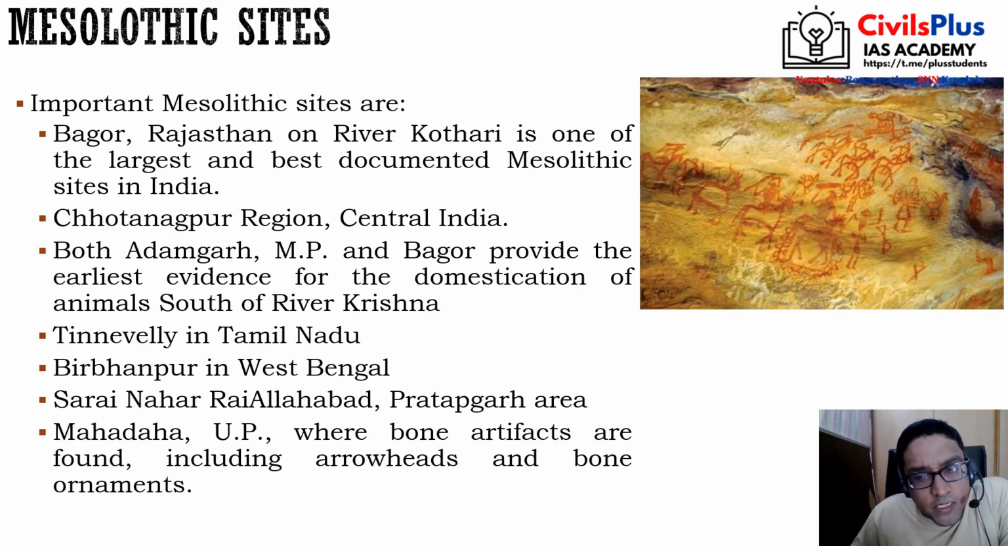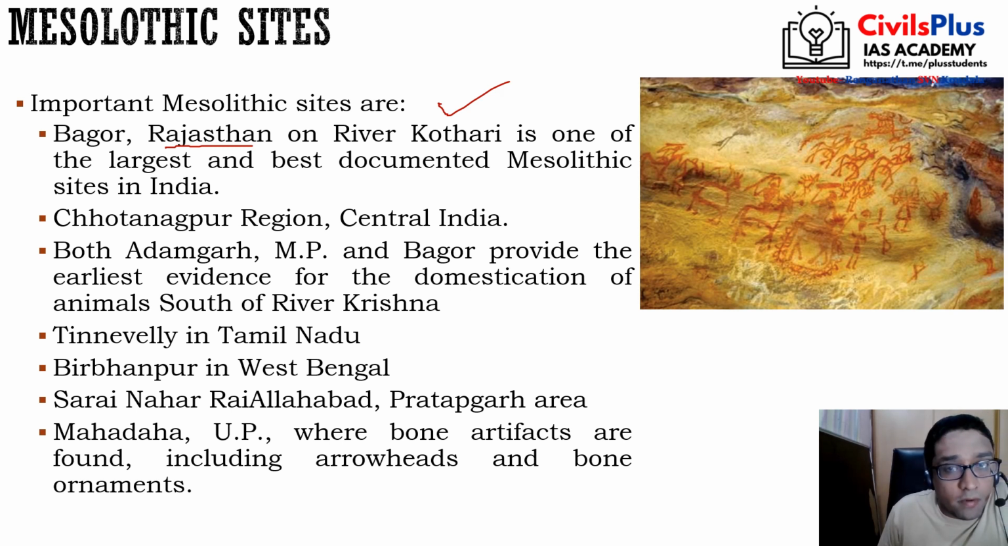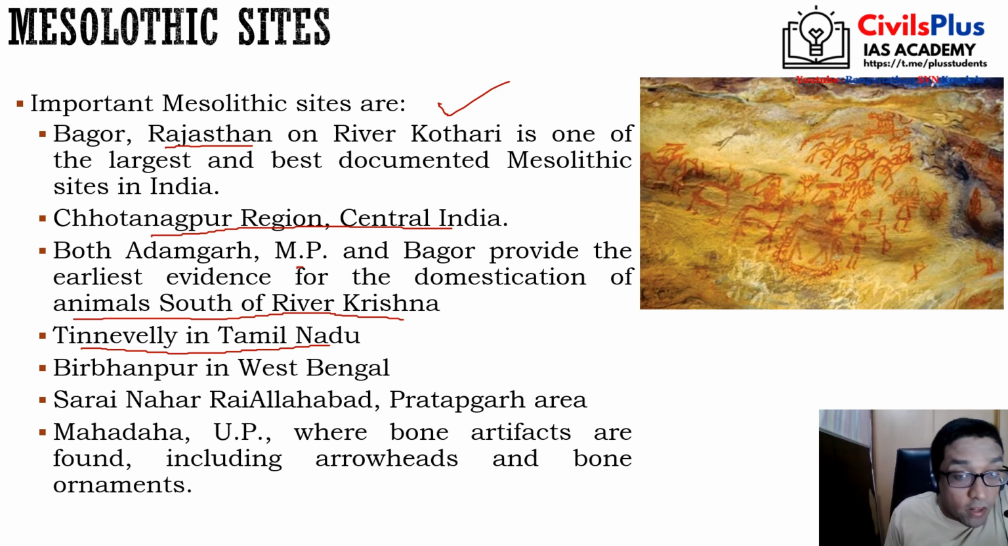Some of the important Mesolithic sites, as mentioned in your NCERT, are Bagor region in Rajasthan on the Kothari River, the largest and most documented Mesolithic site. Chota Nagpur Plateau, Central India. Adamgarh, Madhya Pradesh, and Bagor provide the earliest evidence of domestication of animals. South of River Krishna, Tirunelveli in Tamil Nadu. Birbhanpur, West Bengal. Sarai Nahar Rai, Allahabad, Pratapgarh area. Mahadaha, UP, where bone tools, arrowheads and bone ornaments were found.